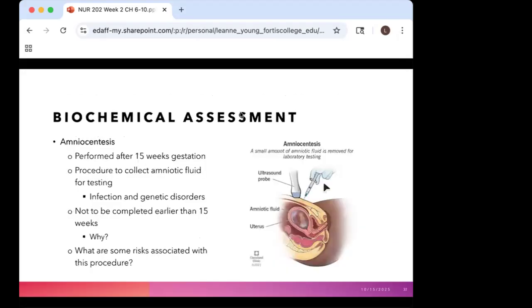So these next couple tests we're going to go over are more invasive. Okay, they're biochemical assessments. So an amniocentesis is performed after 15 weeks gestation, and it's a procedure that collects amniotic fluid for testing. This can be testing for any infections, genetic disorders. Why would we not want this to be completed earlier than 15 weeks? Risk of miscarriage? Yes, definitely.